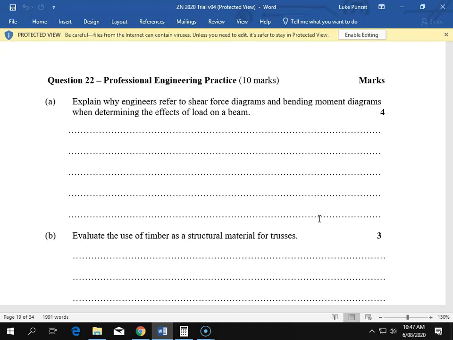A lot of people either said timber is a good material for trusses or a bad material for trusses. I don't care which one you made, you just need to make a judgment. And then people would say some of the things that are good about timber is it's plentiful.